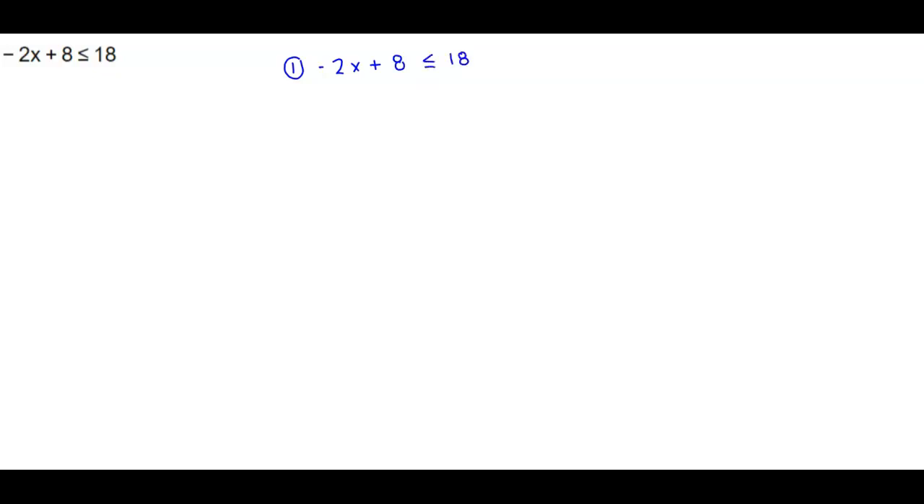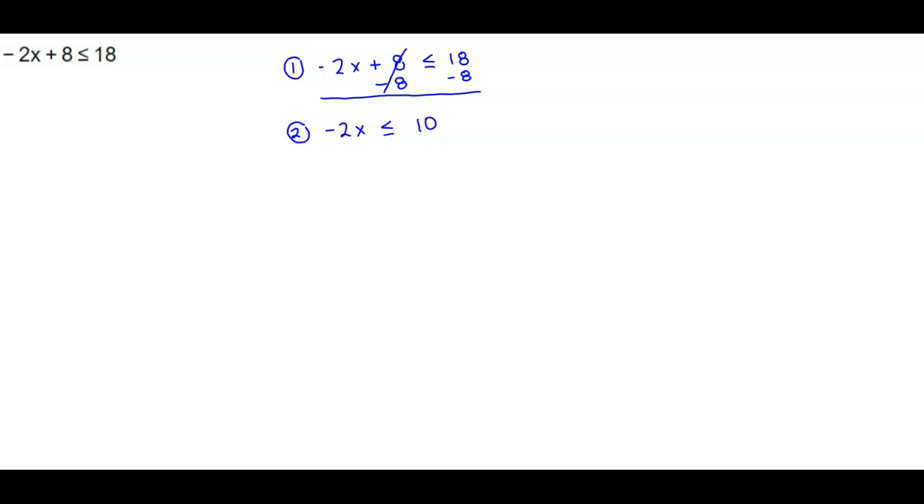So we're going to solve this as if we were solving an equation. In this case, we're solving an inequality because there's an inequality symbol in this problem. So the first thing we're going to do is subtract 8 from both sides. So what happens after we subtract 8 from both sides? We end up getting negative 2x, and then this gives you 0, and then it's less than or equal to, well, 18 minus 8 is going to give us 10.